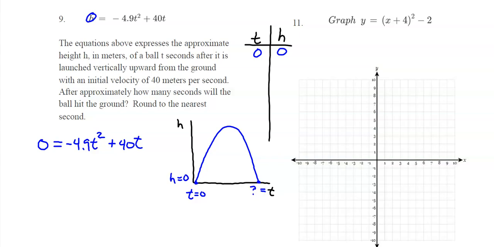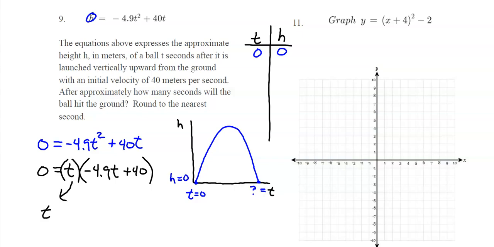And that looks, I can't really factor it. I'm missing that constant term. So let's yank a t out. And I get negative 4.9t plus 40. Well, now I can use zero product property because something times something equals 0.